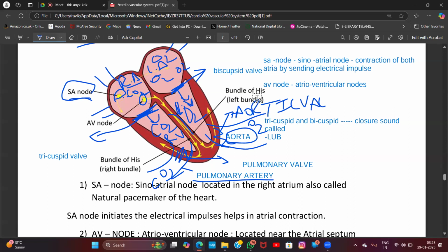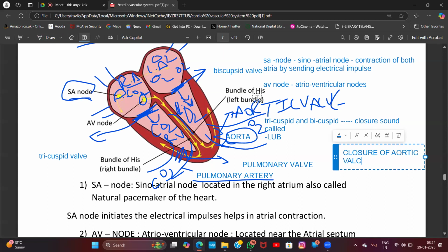The closure of the aortic valve and the pulmonary valve produces a sound. What is the sound? Yes, very good. Aortic valve and pulmonary valve. The sound is called dub.